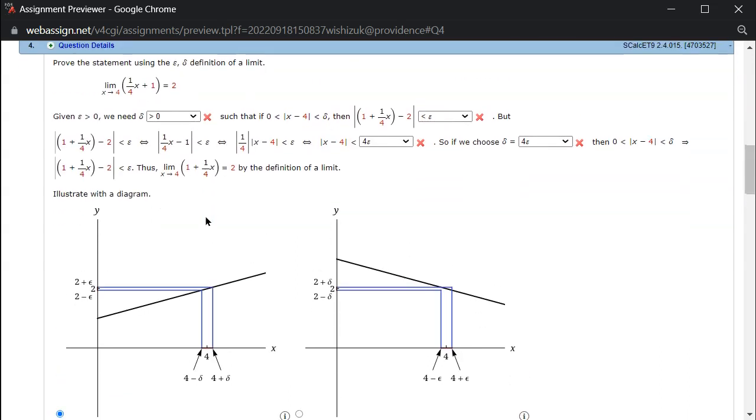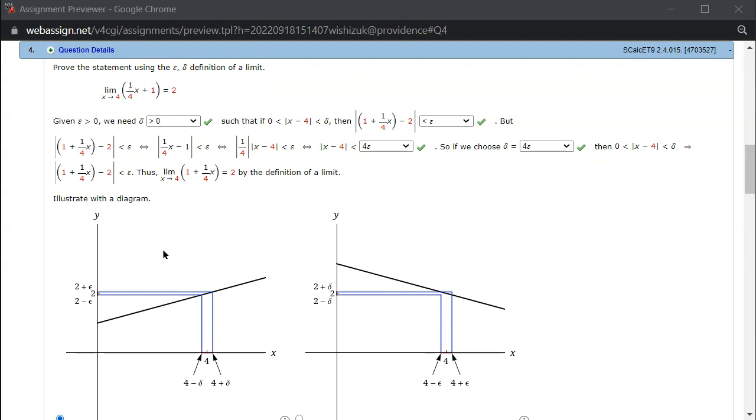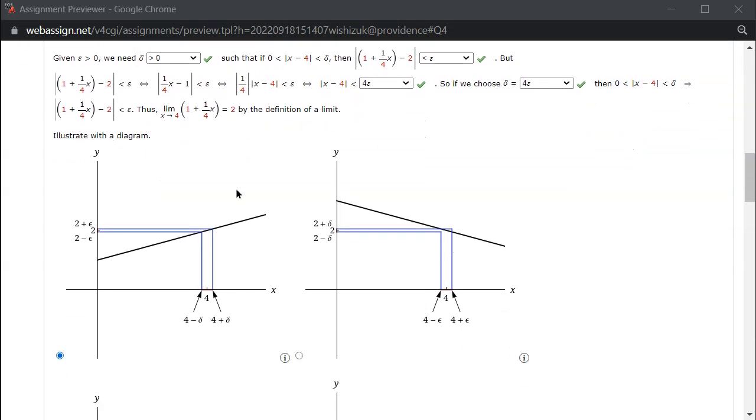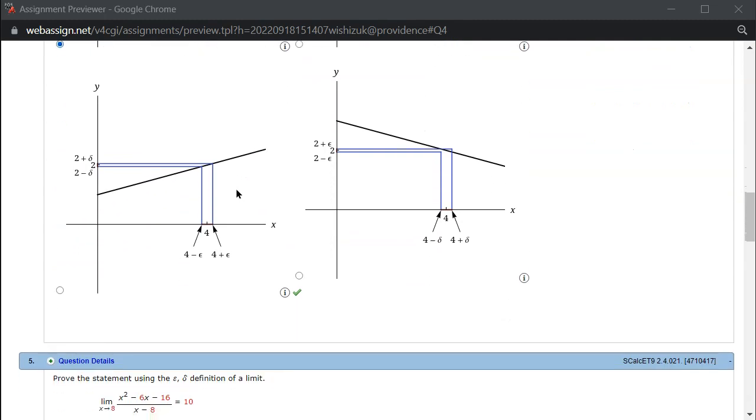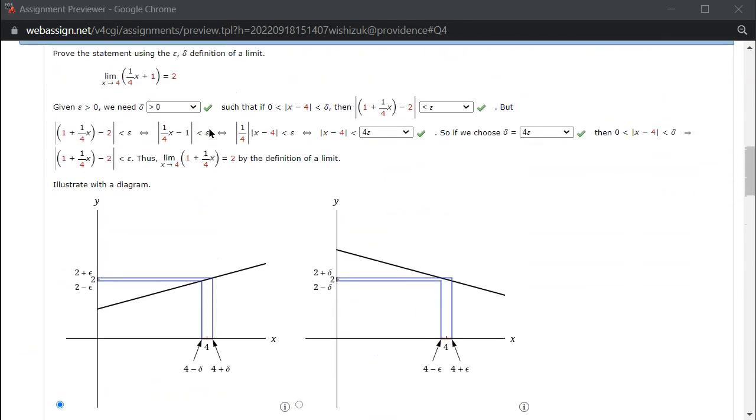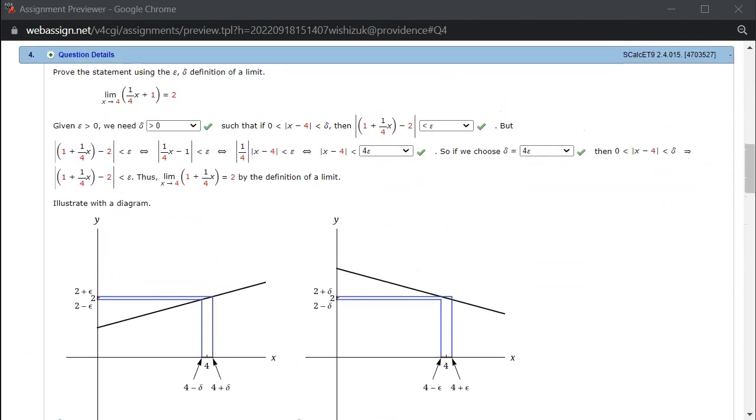All right, let's check the answer. I came back and it looks like we got all parts correct, including the picture. All right, that's it. I hope that this was clear.